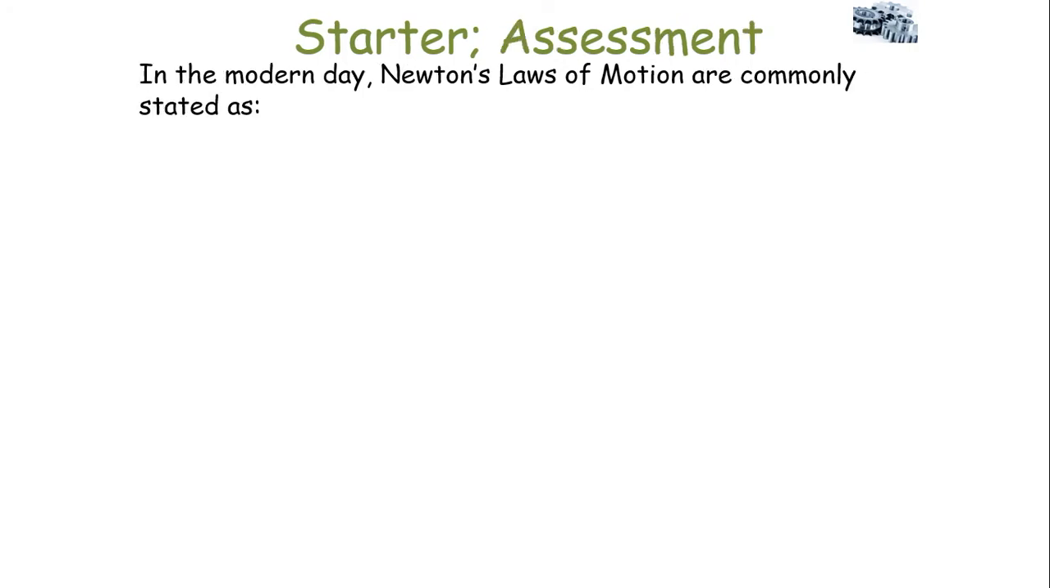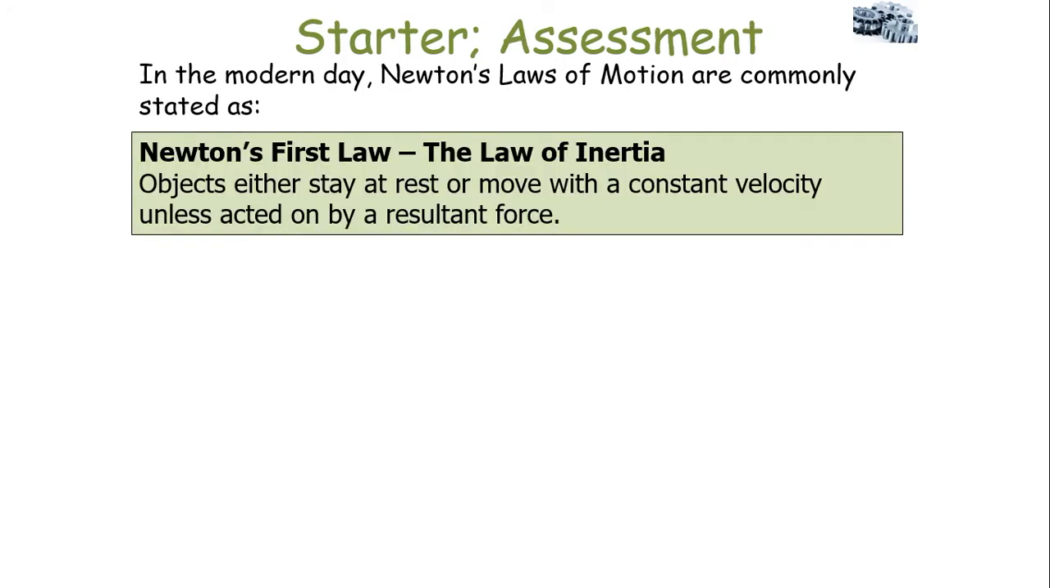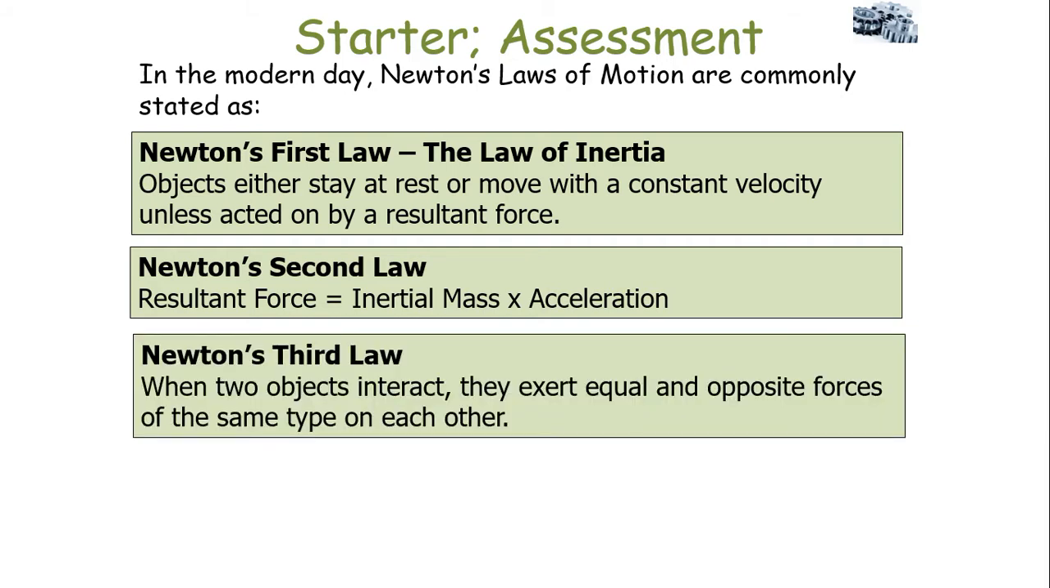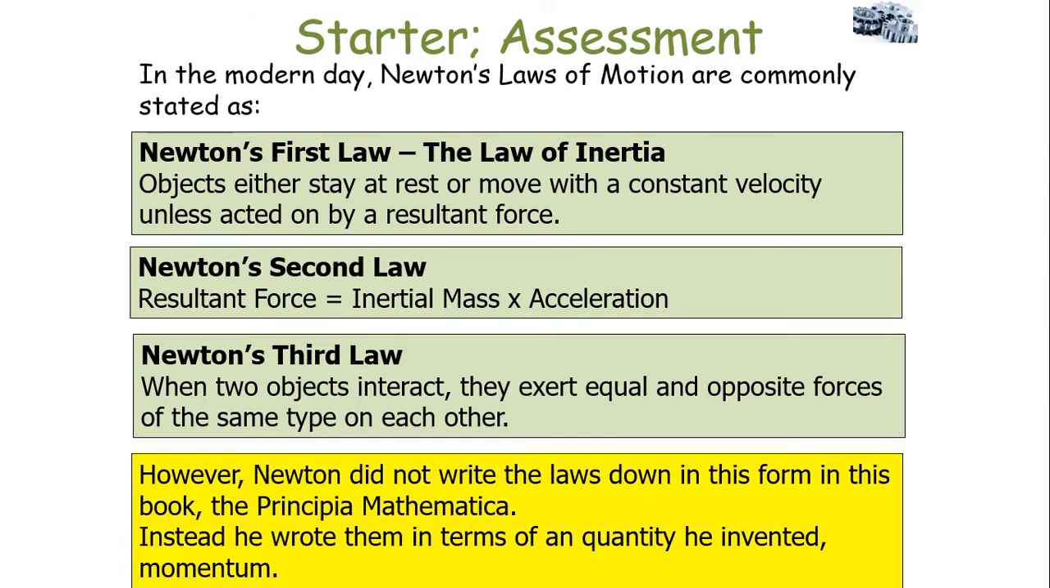Now in the modern day, Newton's laws of motion are commonly stated as Newton's first law, the law of inertia. Objects stay at rest or move with a constant velocity unless acted upon by a resultant force. Newton's second law, resultant force equals inertial mass times by acceleration. And finally, Newton's third law, when two objects interact, they exert equal but opposite forces of the same type on each other. However, when Newton wrote these laws down, he did not write them down in the format that we use today. In his book, the Principia Mathematica, he wrote them in terms of a quantity he invented, momentum.